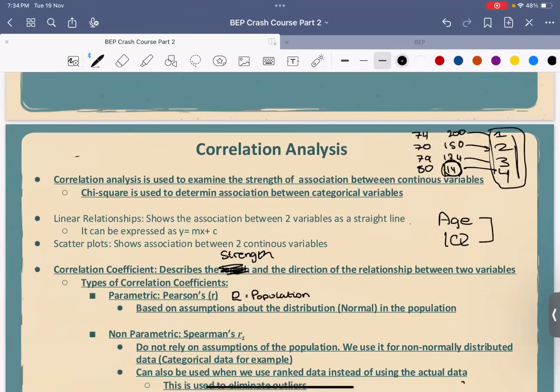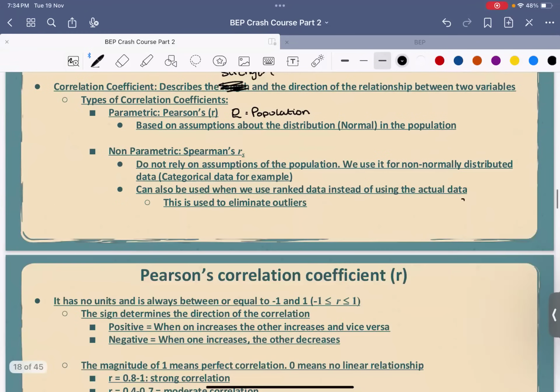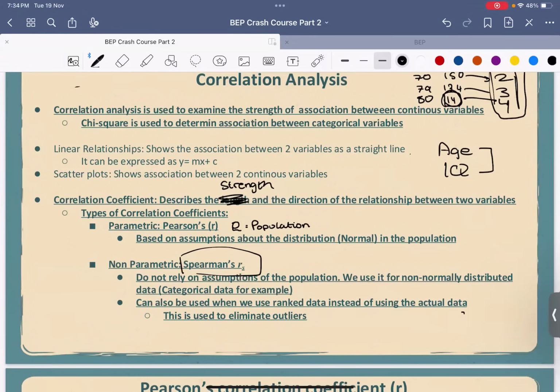So these are continuous, but we ranked them. As soon as we ranked them, we made them ordinal. They're no longer continuous. So in that case, we also use Spearman, okay? So I hope the slide is clear.